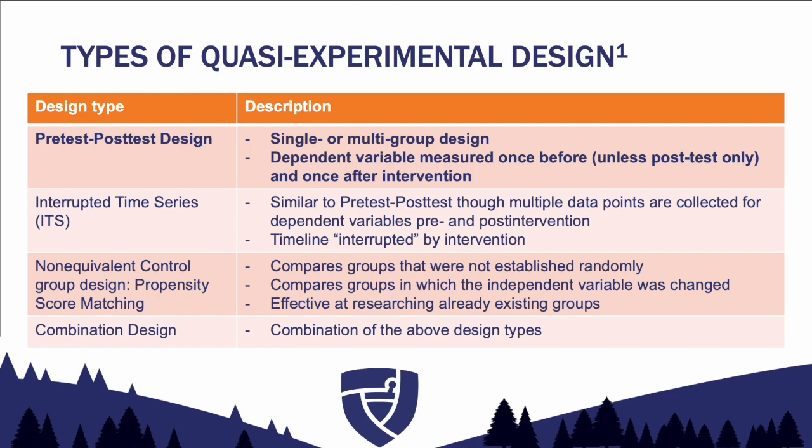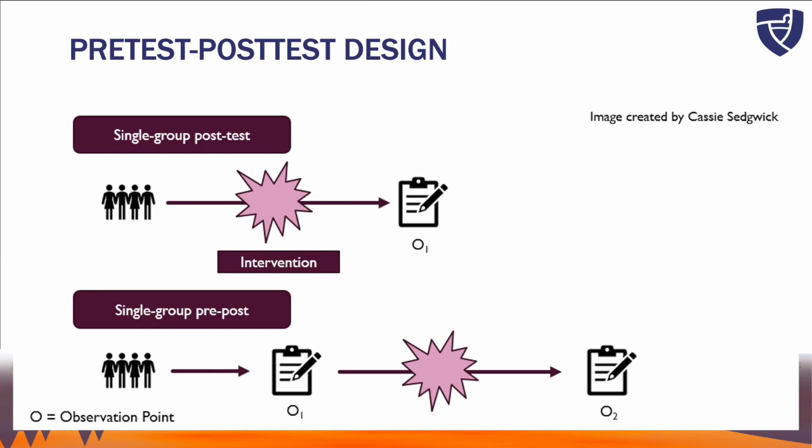Pre-test, post-test design can include a single group or utilize multiple groups with an intervention and control. The factor that differentiates pre-test, post-test from interrupted time series is that the dependent variable is only measured once before, unless the design is post-test only, and once after the intervention. The top image depicts a single group post-test. As you can see, the group experiences the intervention, and then an observation is taken at some point after the intervention has occurred. This is also considered to be the weakest form of quasi-experimental research.